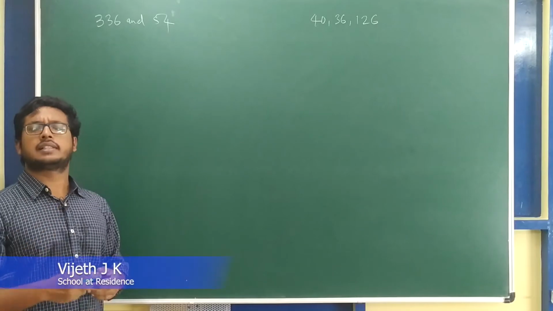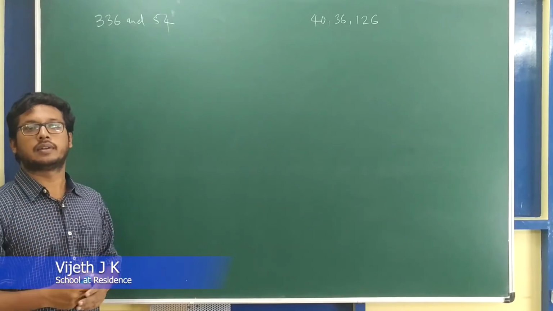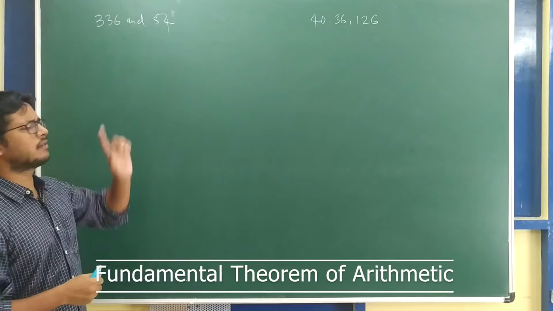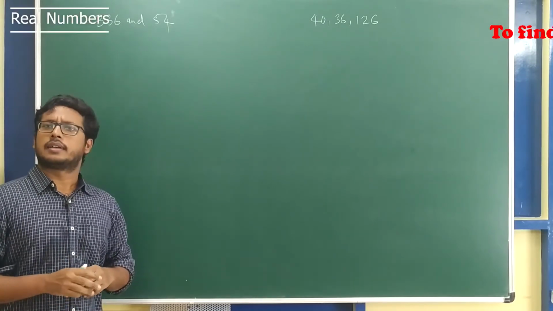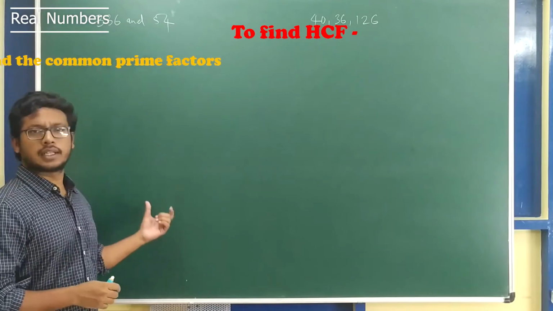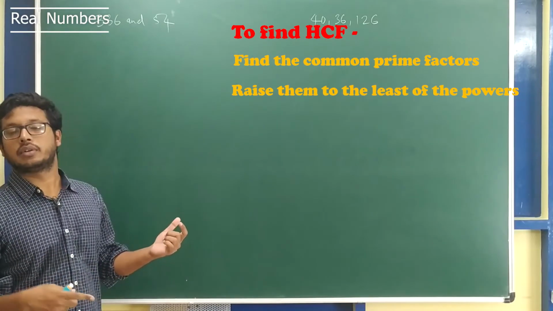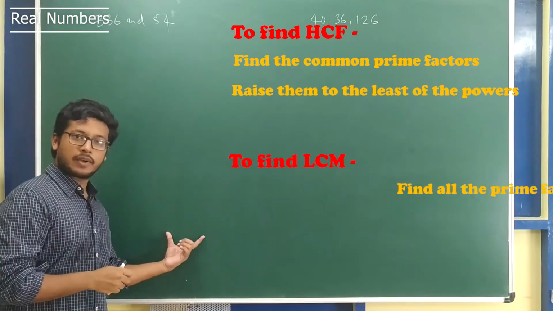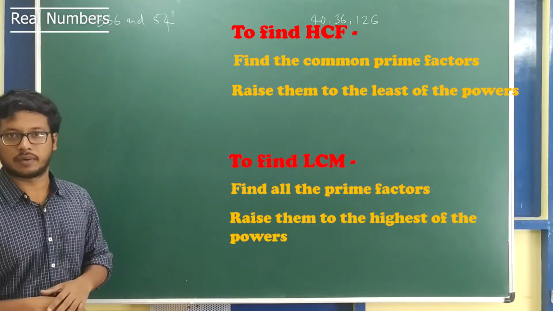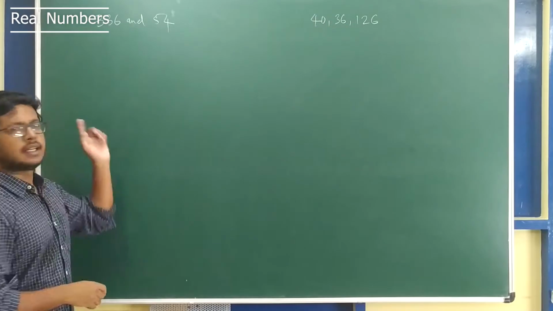In this video, we'll again see one more example of finding HCF and LCM using the fundamental theorem of arithmetic. For HCF, we'll first write the common factors and raise them to the least power. In LCM, we write all the prime factors and raise them to the highest power. Correct? So let's see this one.